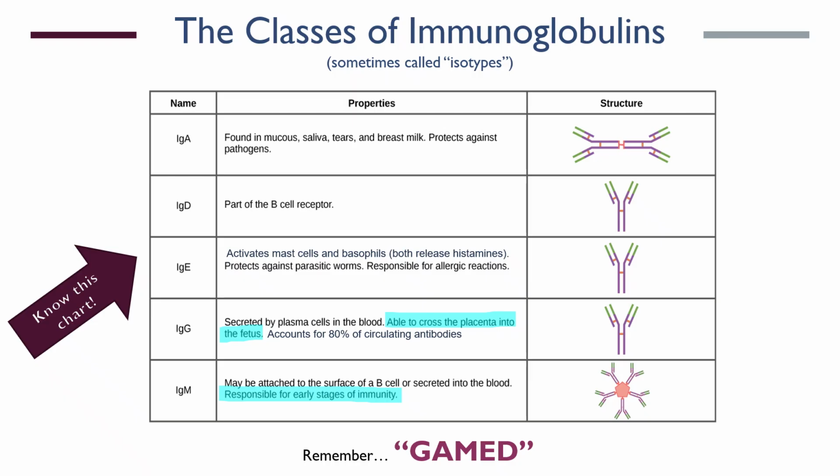And then IgM may be attached to the surface of B cells and secreted into the blood. It's responsible for the early stages of immunity. So those are the two things that I want you to know. The word GAMED, if you use that word, it'll help you remember all of the different immunoglobulins.